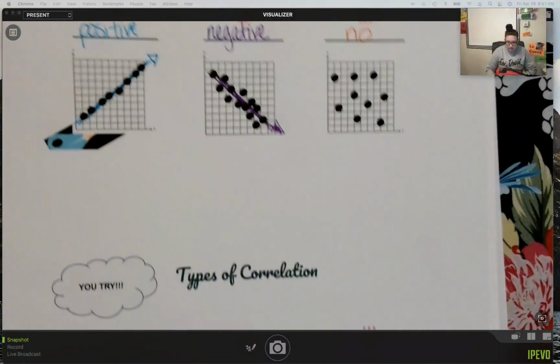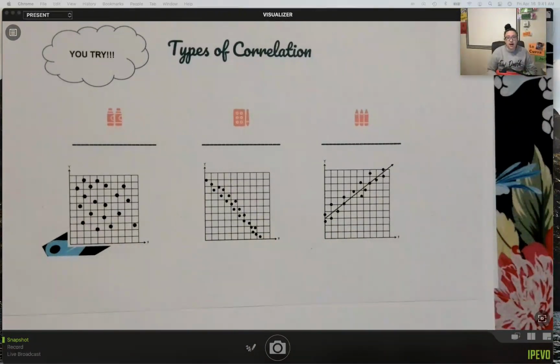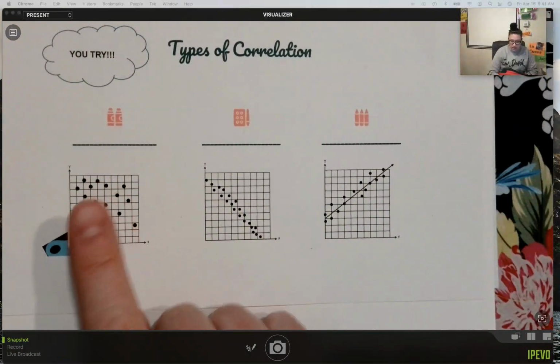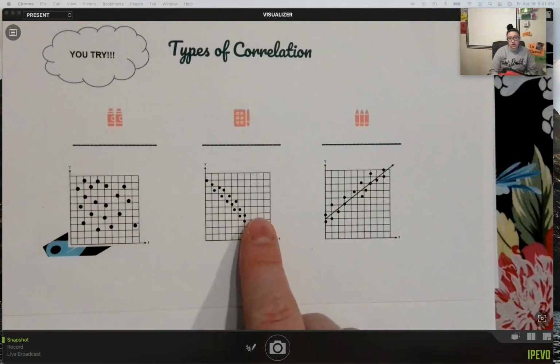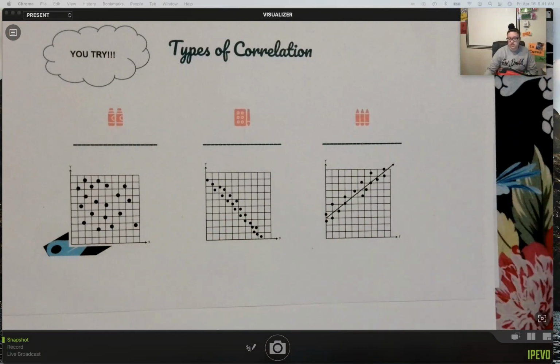So if we slide on down, now there's a you try. Go ahead, pause the video and tell me, write down, is that no correlation, positive correlation, negative correlation? What are each of those?